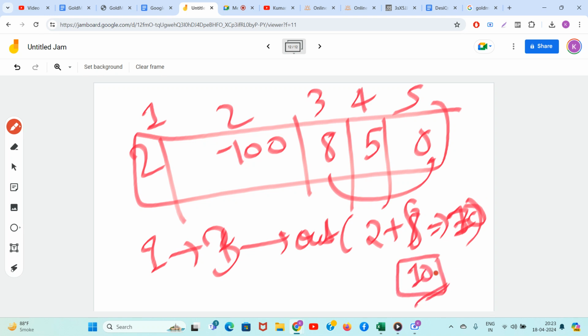Is there any way to get a more minimum answer than 10? Is there a way, guys? We are scientists, detective, Detective Conan we are, trying to find out what can be the minimum answer. Guys, jumping from 2 to 8 and 8 to 0.